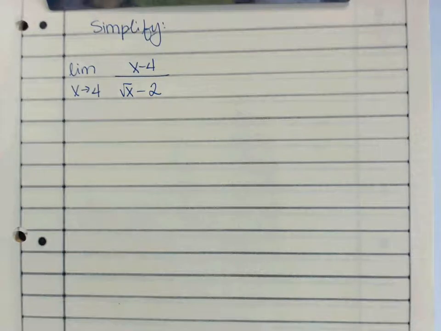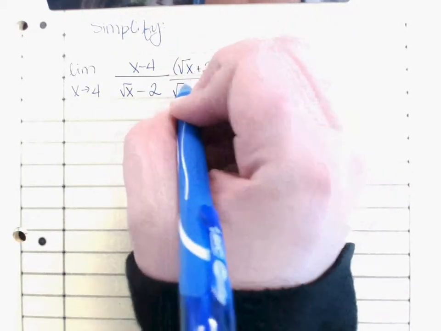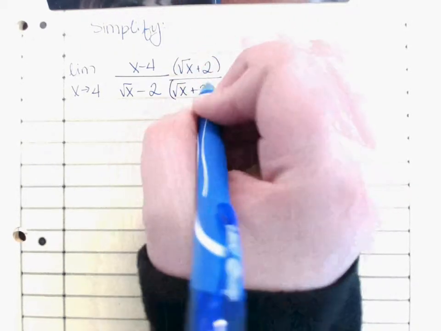So if this is my original, what is the conjugate? Remember? Close. You just take the minus and you switch it to a plus. So if this is a minus version, we're going to put the plus version. So put that on bottom. If I put it on bottom, I have to also put it on top. So I'm going to put a root x plus 2 on top and a root x plus 2 on bottom.